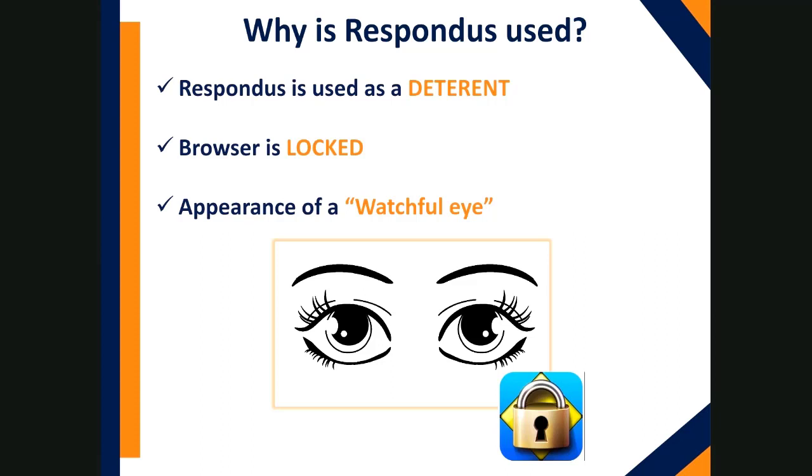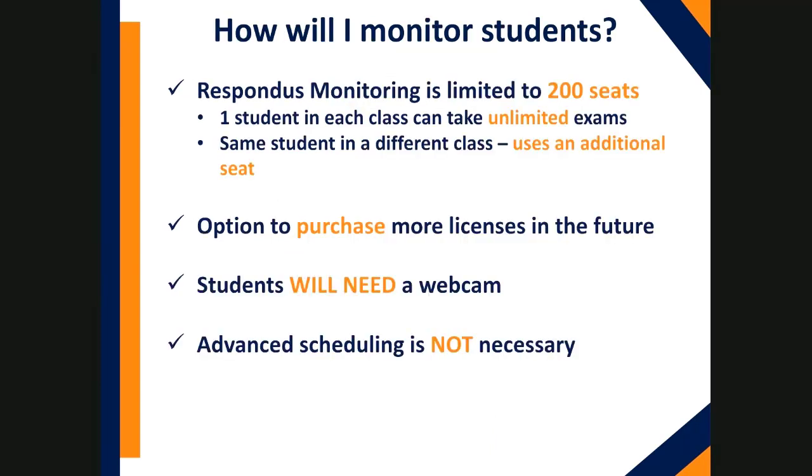So why is Respondus used? Respondus is used as a deterrent. Because the browser is locked, it gives the appearance of a watchful eye over their test taking ability. So we don't have the ability at this time to actually proctor our students during remote instruction. For this reason, we start to use something like Respondus so that it appears that we're kind of watching over them and that we're maintaining academic integrity as much as we possibly can in a remote setting.